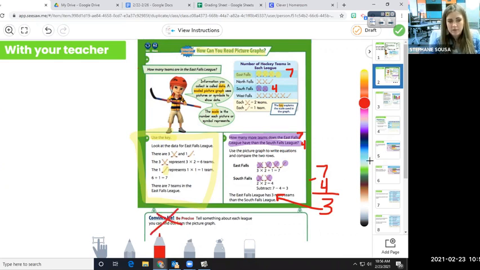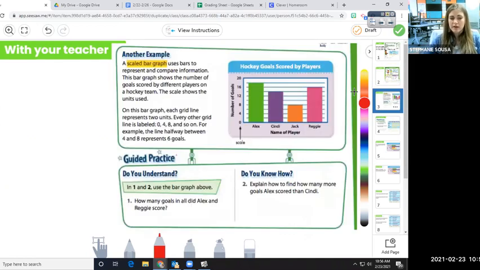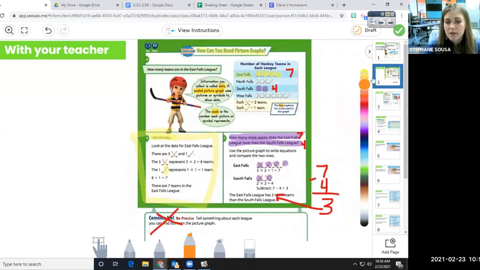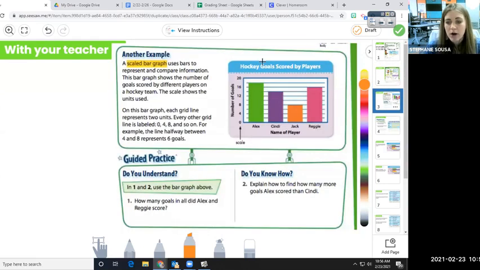All right, let's skip over that bottom section and move on to 3 so we can get you guys working. Let's read this little blurb up top. A scaled bar graph uses bars to represent and compare information. Okay, so now we're not talking about pictographs anymore. We're talking about bar graphs. We've switched, okay? The bar graph shows the number of goals scored by different players on a hockey team. See our categories? Number of goals is going on the side. And our players' names is a category going along the bottom.